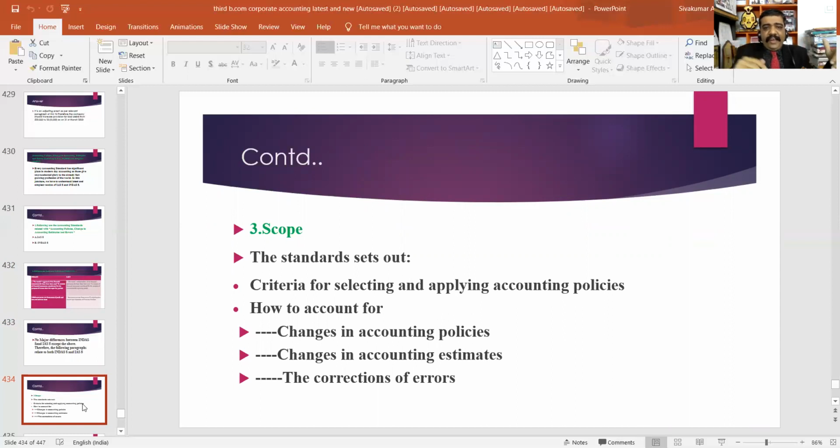These standards set out criteria for selecting and applying accounting policies. Likewise, the standard helps us to account for changes in accounting policies and to account for changes in accounting estimates. Last but not least, this accounting standard helps us to correct errors.